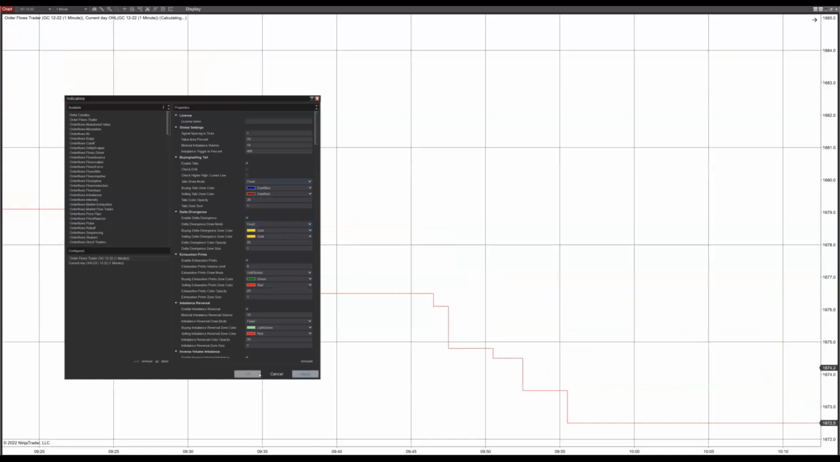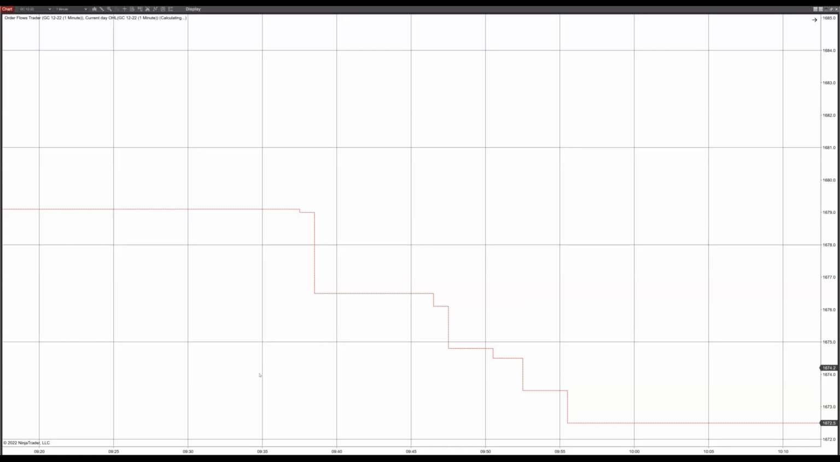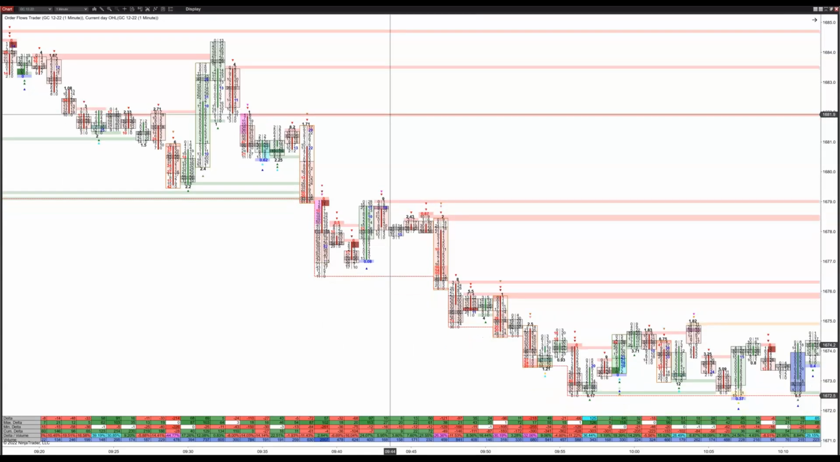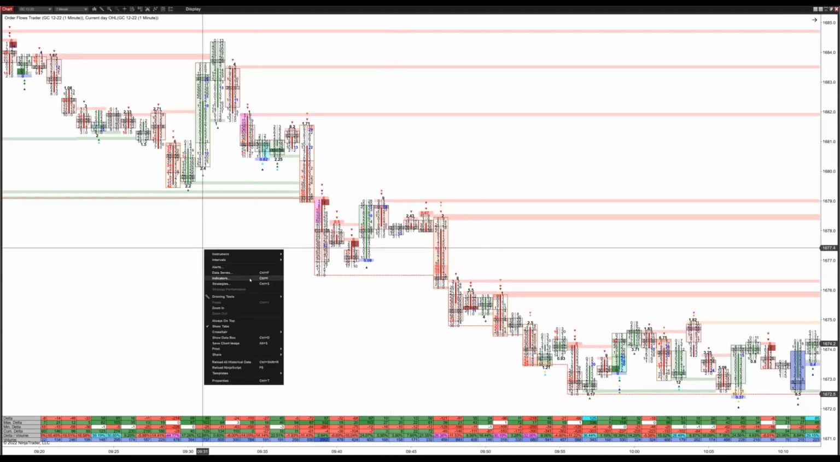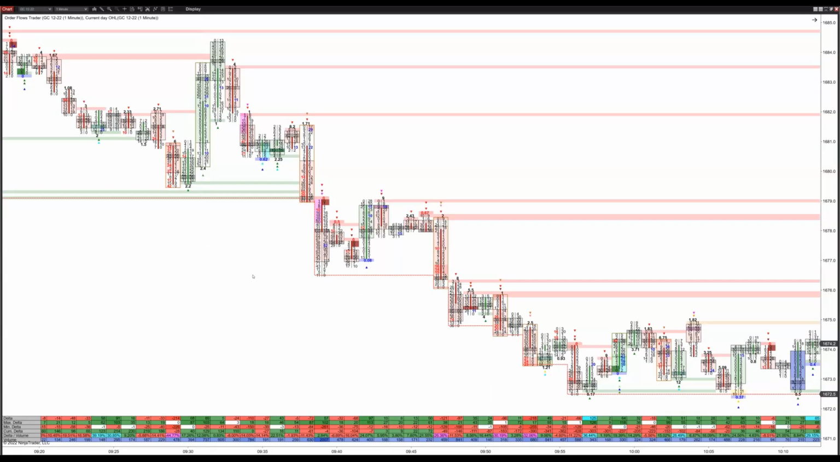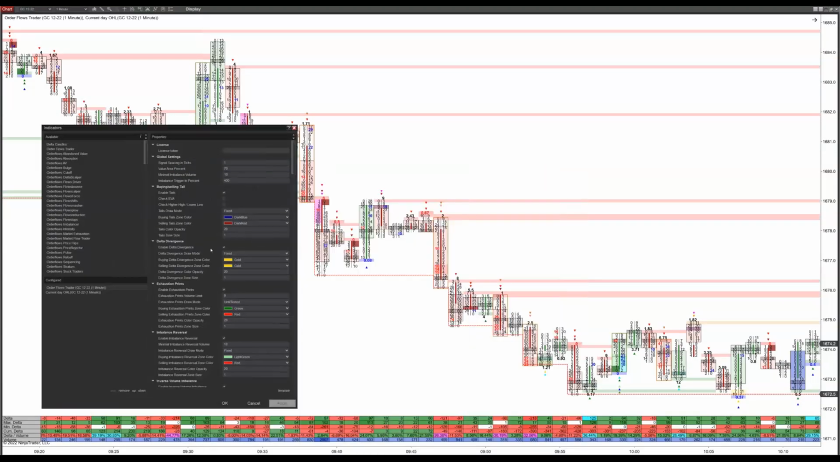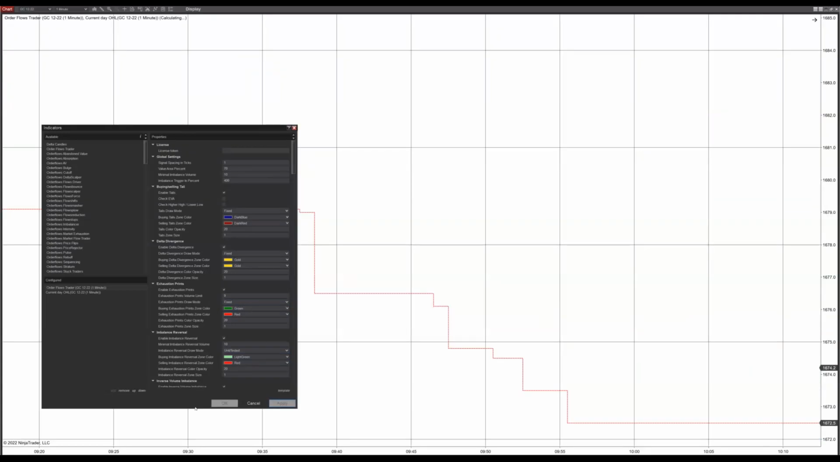And it's going to draw out, where is it? Oh, sorry, that was the exhaustion print I turned on until tested. The imbalance reversal one, until tested.